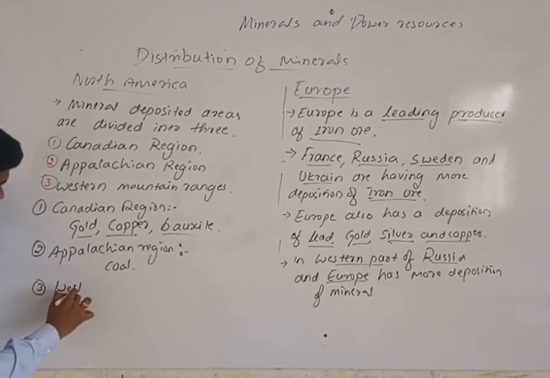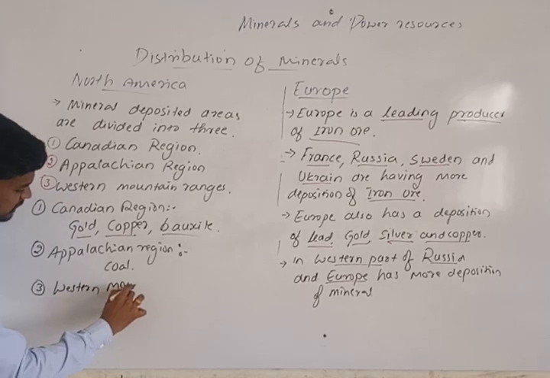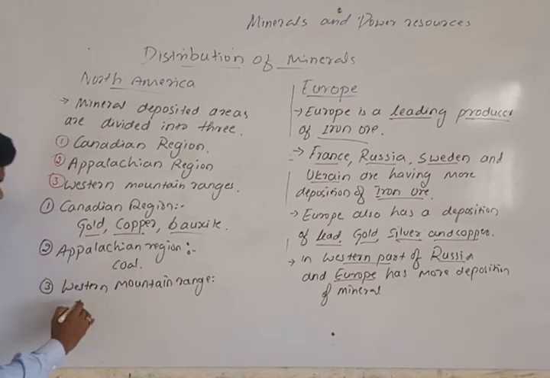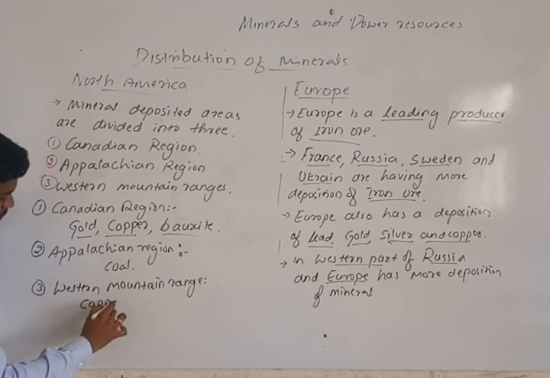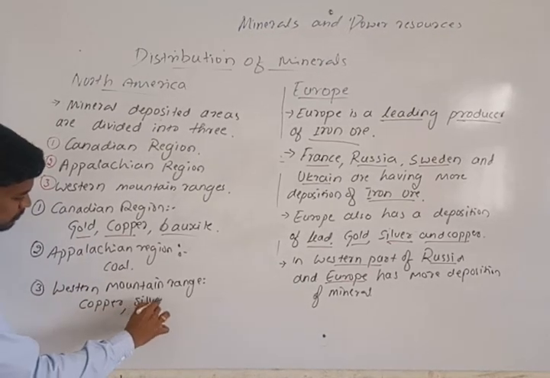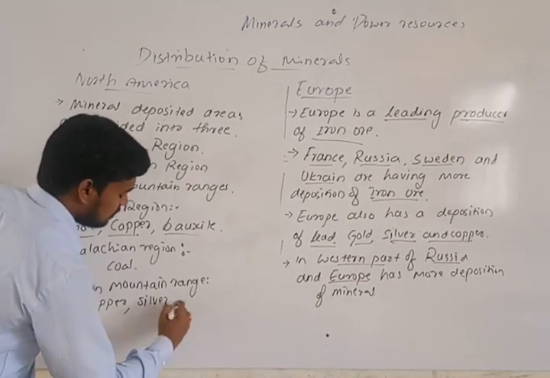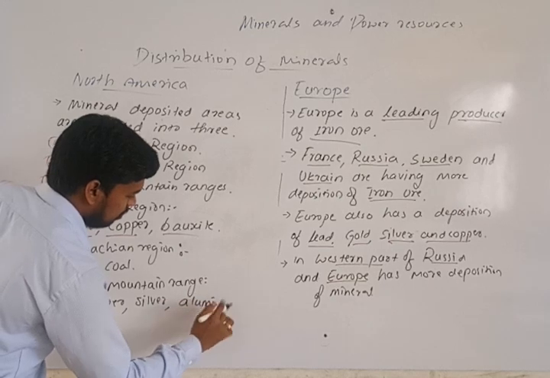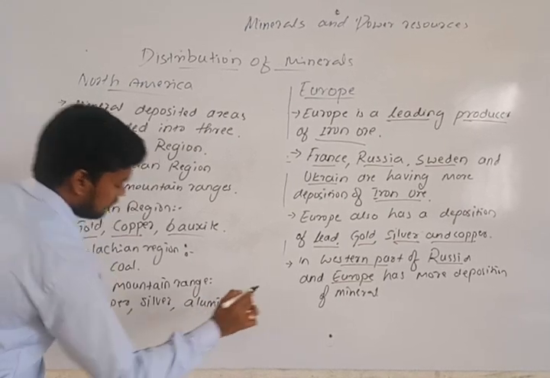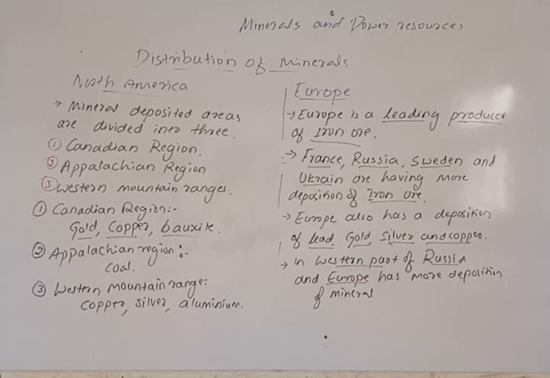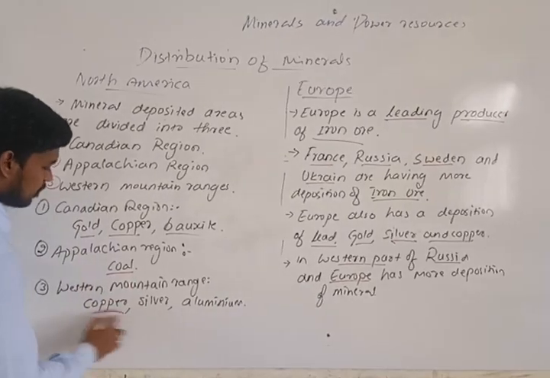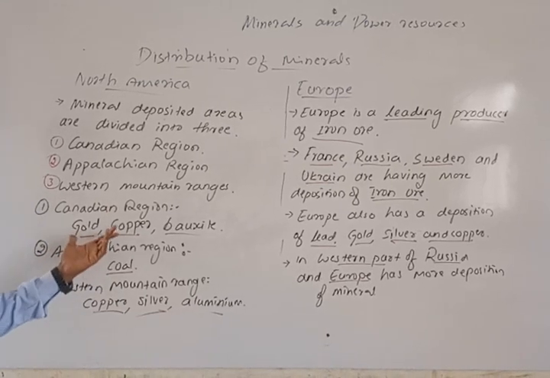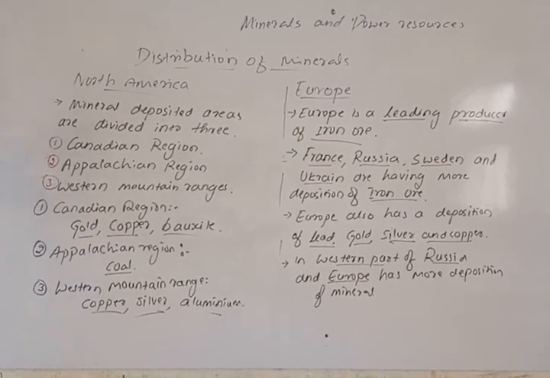In the western mountain ranges, it has a deposition of copper, silver, then aluminium. These are the important minerals which are found according to the region. Copper, silver, aluminium, coal, bauxite, and here also gold and copper are found in North America.